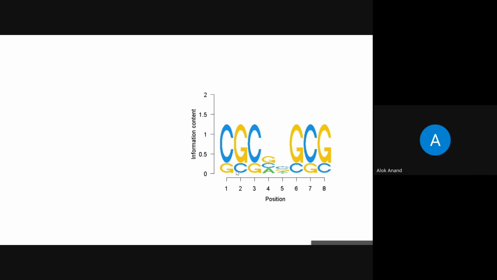Can you interpret this now, Meenakshi? If you are given this particular plot and you have to analyze it, what can you say? It shows that CGC at positions 1, 2, 3 have the highest content of this particular nucleotide, whereas at positions 4 and 5 there is less content of this nucleotide. Similarly, positions 6, 7, 8 also have a high content of nucleotide at that position.